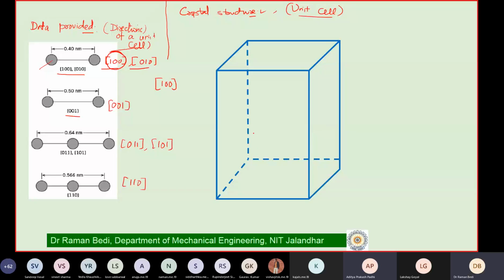The first one happens to be your 1, 0, 0 direction. I want to locate this 1, 0, 0 direction. I've just created a unit cell here for ease, and I want to locate where the 1, 0, 0 direction is. Sir, where is the origin? The origin is here. Then this happens to be your 100 direction. Is that right? If I choose the origin here, this is slightly moved out, but anyway, you can take it like this.